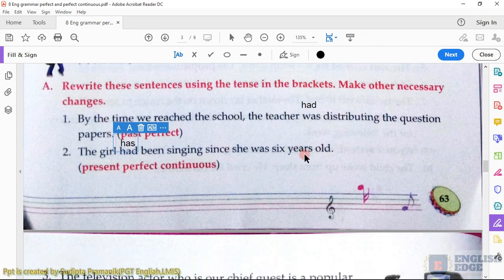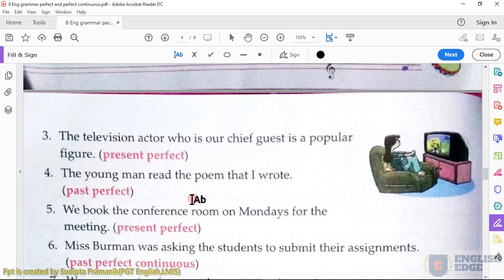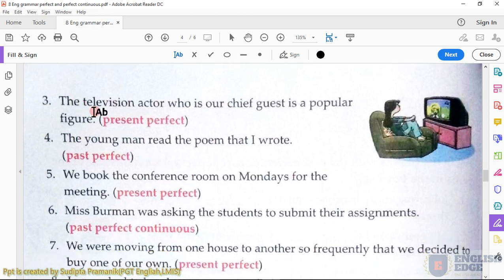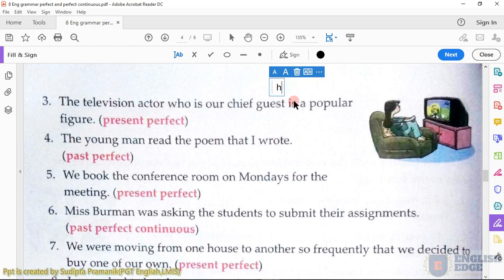Now next, 3. The television actor who is our chief guest is a popular figure. So what would be the answer? The television actor who is our chief guest has been a popular figure.